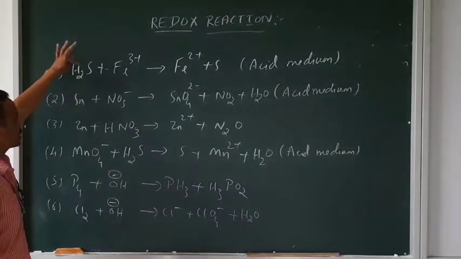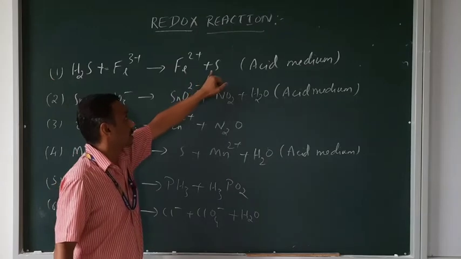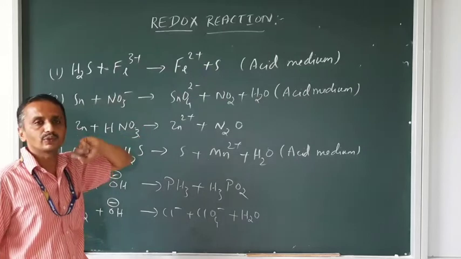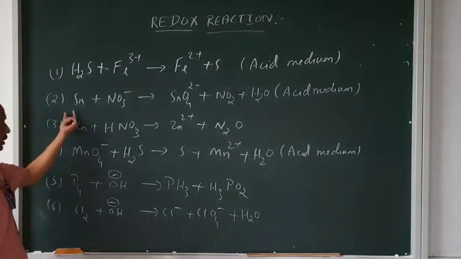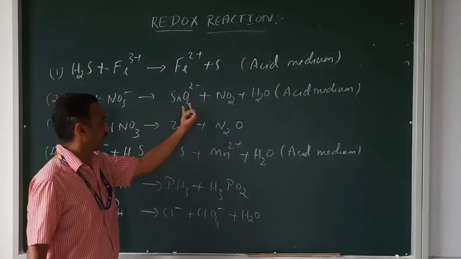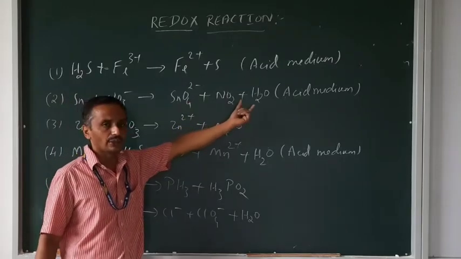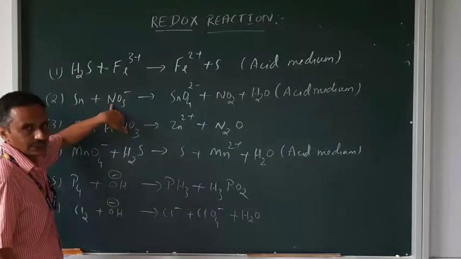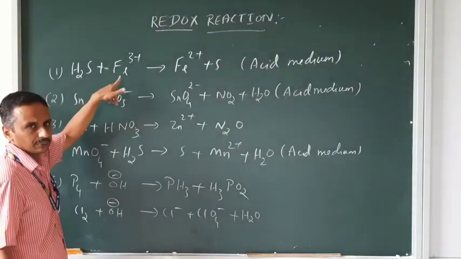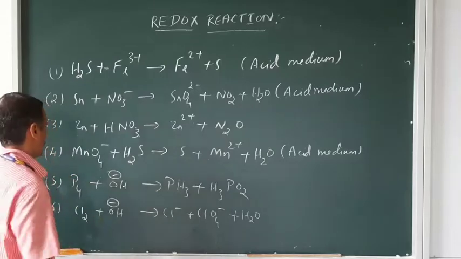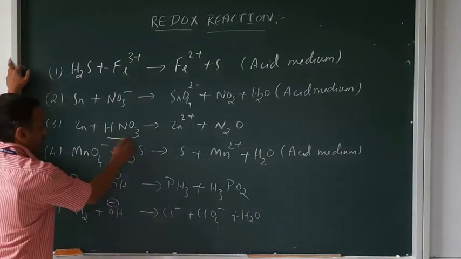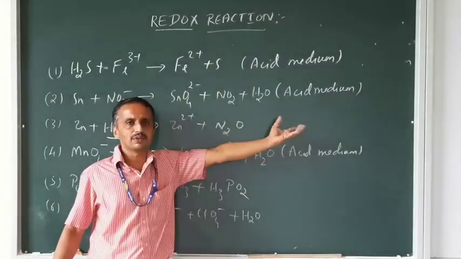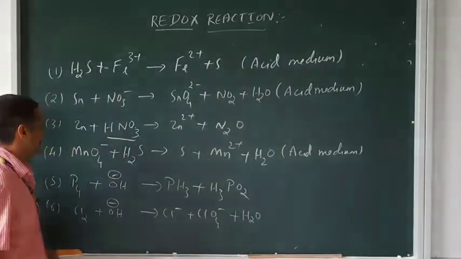See, H2S plus Fe3+ giving Fe2+ plus sulfur in acid medium, you have to balance by the ion electron method as well as the oxidation number method. Sn plus NO3- giving SnO4 2- plus NO2 and water. Again acid medium. Remember, NO3- here should be HNO3. Therefore, it is acid medium only. Zinc plus HNO3, already said nitric acid. So I did not mention here whether it's acid medium or basic medium. It's the acid medium only.